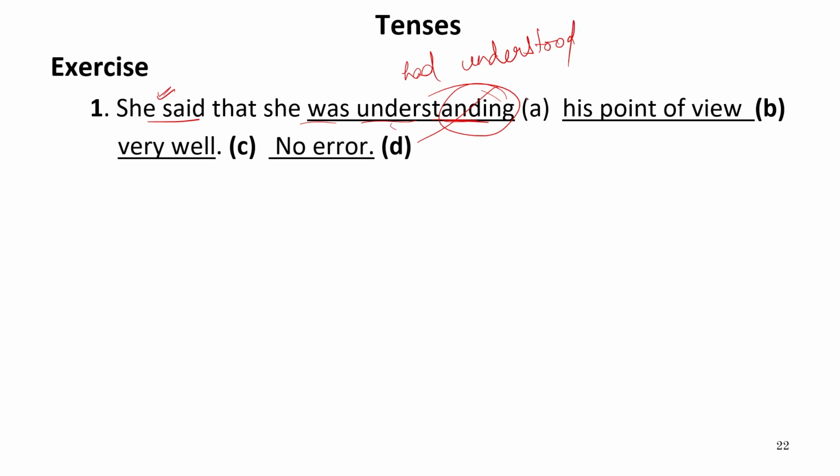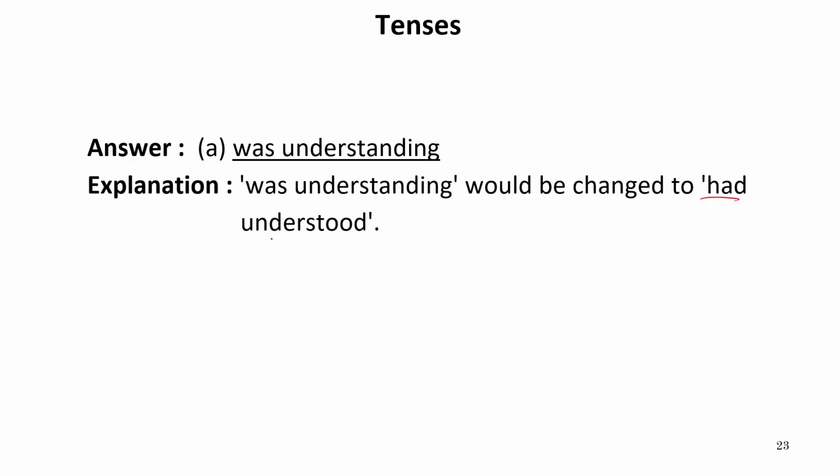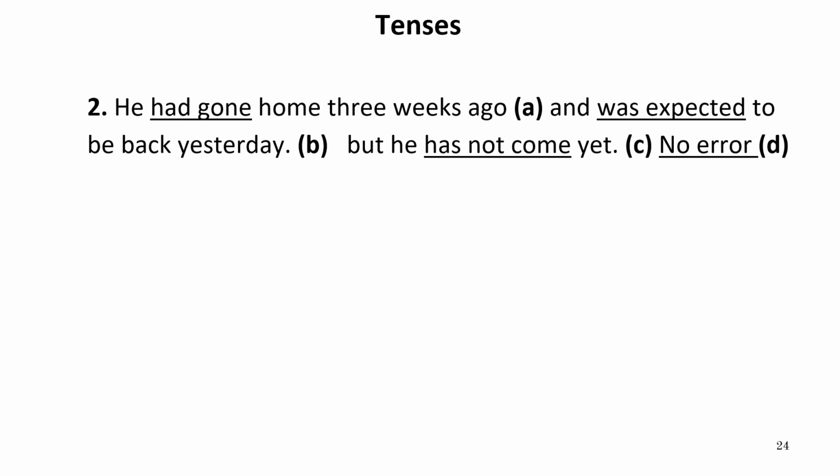Because some work must have been done, it is not in process. So "was understanding" should be replaced with "had understood". He had gone home 3 weeks ago and was expected to be back yesterday. But he has not come yet.